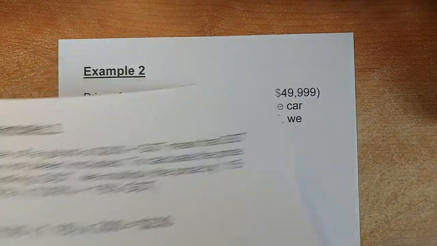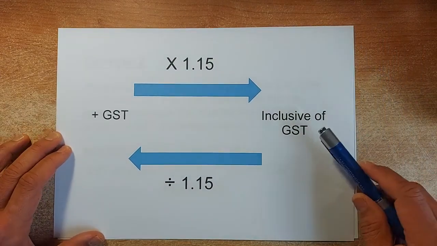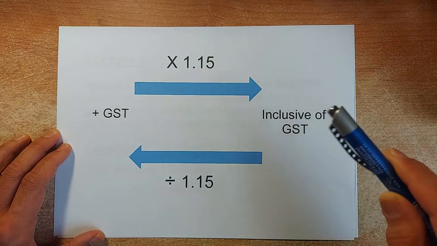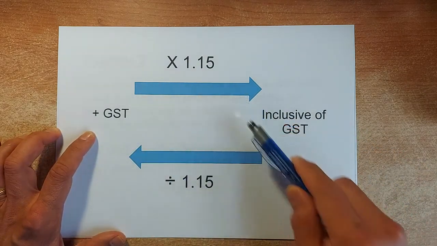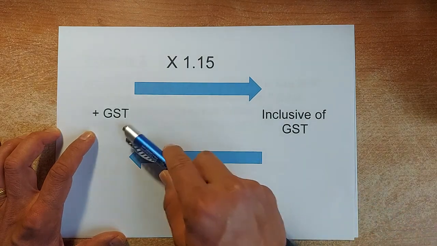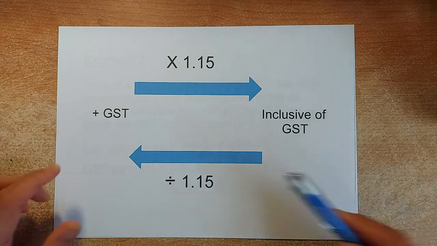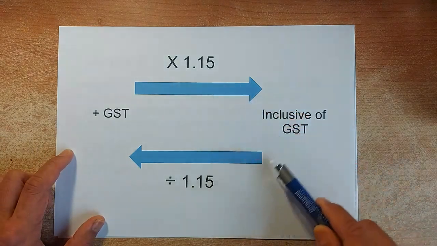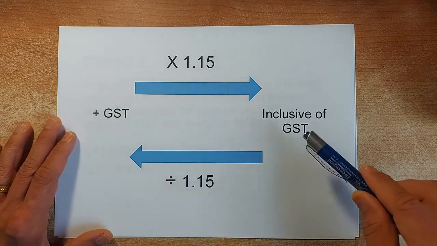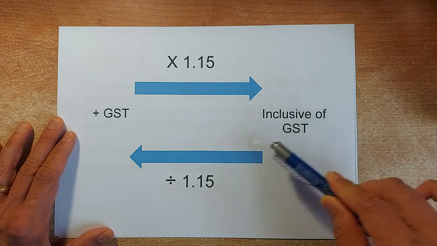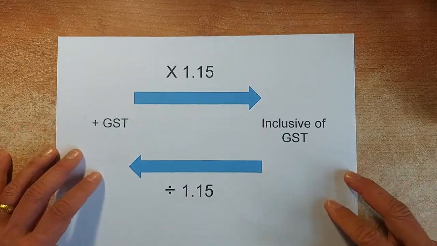Now we're going to look at the second example. If we look at it the other way around, if the price is inclusive of GST and we want to find the price before GST, instead of multiplying by 1.15, we are now going from this side to that side, so we divide by 1.15. For a GST calculation, it's very simple. Either you multiply by 1.15 or divide by 1.15. Remember, there's no such thing as 0.85. So if you have a price that includes GST and you want to find the price before GST, you just divide by 1.15.